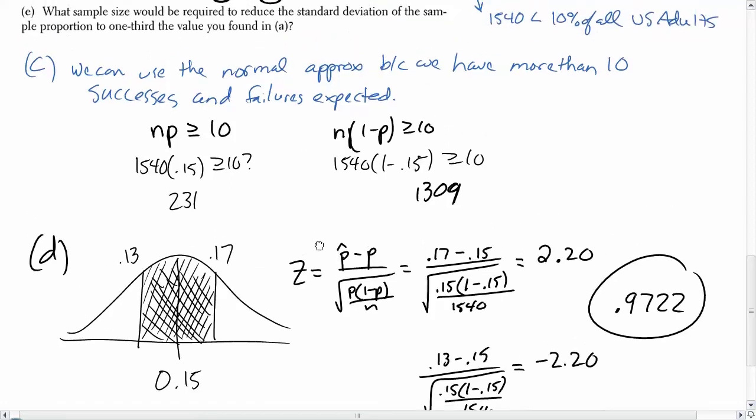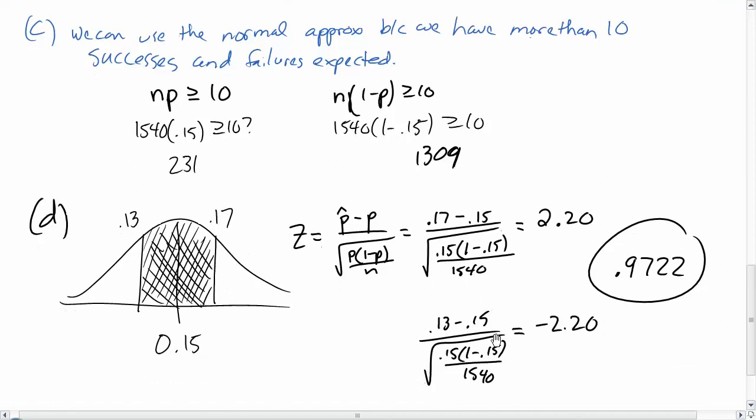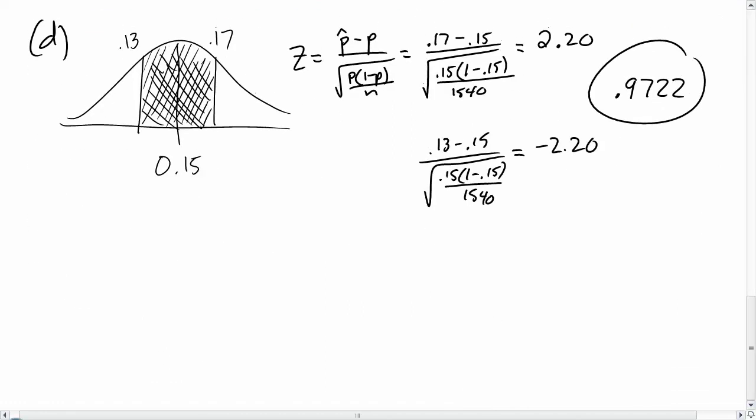Lastly, what sample size would be required to reduce the standard deviation of the sample proportion to 1/3 the value? Remember, n is at the bottom of a fraction inside a square root, so it's whatever number we want to reduce it by, squared. Normally, to cut something to a third, you would divide by 3. Now you're going to need to multiply n by 3 squared. So it would be 9 times our original sample size of 1540. We would need a huge sample, much larger than it was, about 13,860.